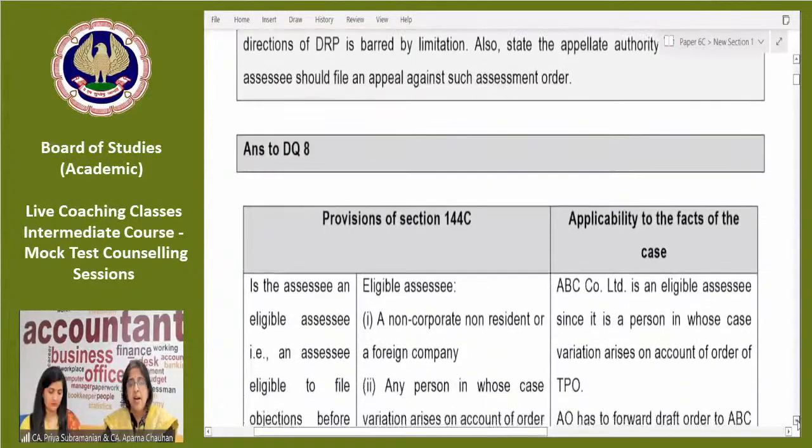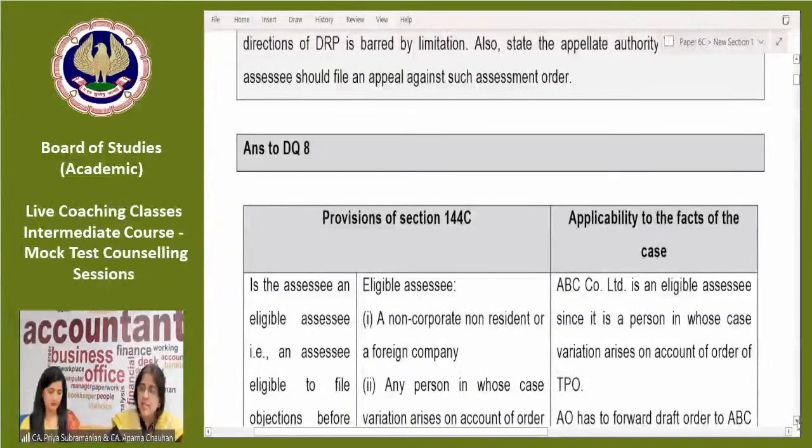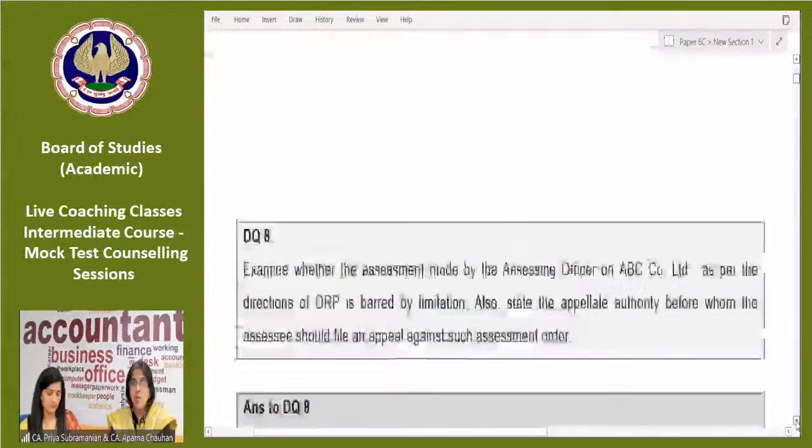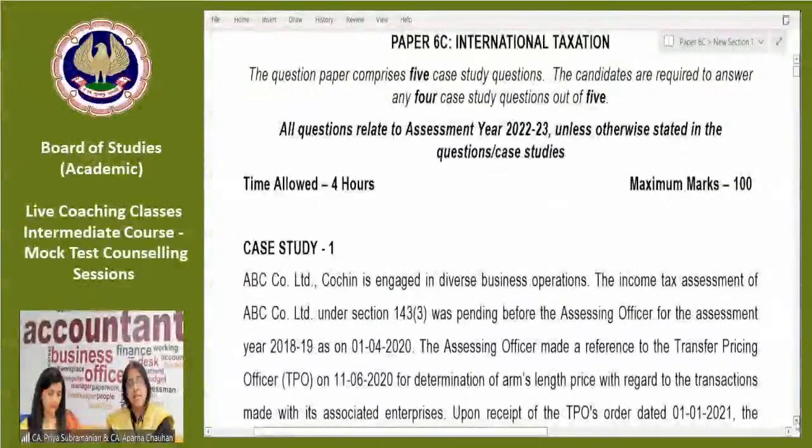Okay. Now, first we have to check whether the assessee is an eligible assessee, that is, an assessee eligible to file objections before the DRP. Now, who is an eligible assessee? An eligible assessee can be either a non-corporate non-resident or a foreign company, or any person in whose case variation arises on account of the order of the TPO. In this case, what happens? ABC Company Limited, Cochin. So it's not a foreign company. But it's a case in which the variation arises as a result of the order of the TPO, because the AO has made a reference to the TPO for determination, and upon receipt of the TPO's order the draft order is passed.